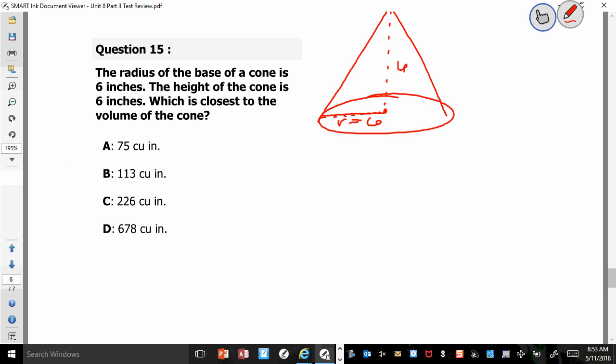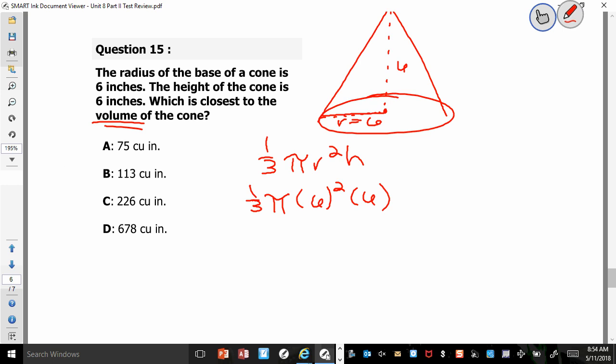What's the formula for the cone? What are we doing? Volume. 1/3 pi r squared h. So we get 1/3 pi 6 squared times 6. So we can actually do 6 cubed, right? 6 times 6 times 6. Or 6 squared times 6. 36 times 6.